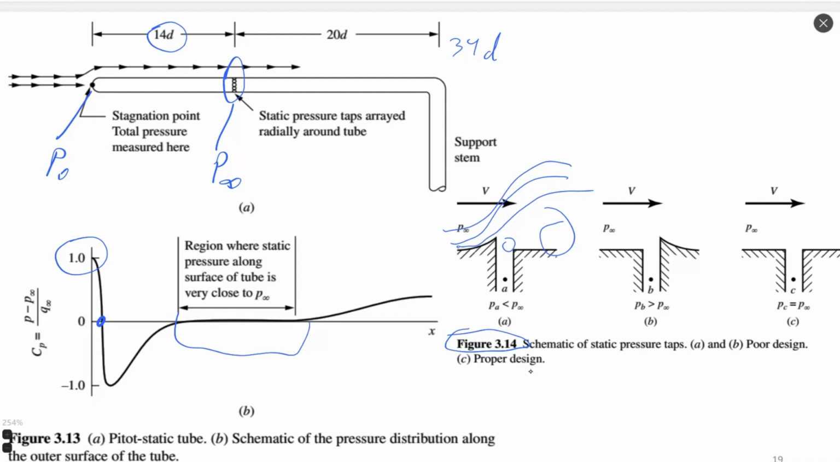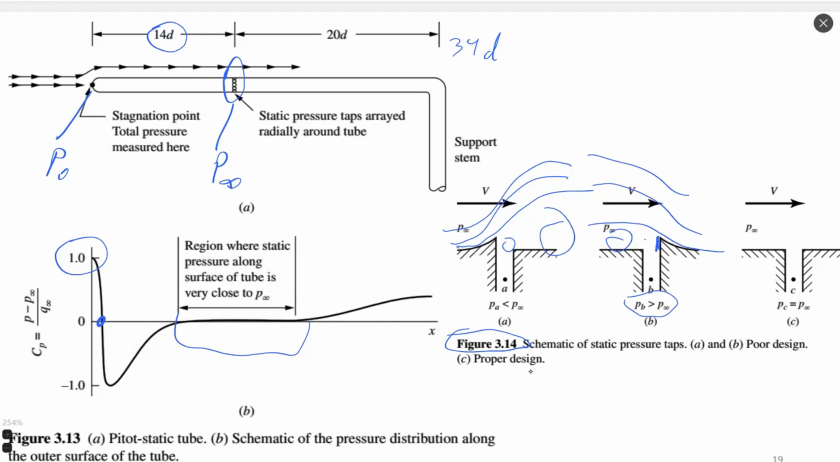In case of figure B, we have the opposite case, right? Flow goes like this, creating this recirculation here, and the pressure inside is bigger than infinite pressure, because we have some flow stopped on this edge, which creates raised pressure, higher than the ambient one.